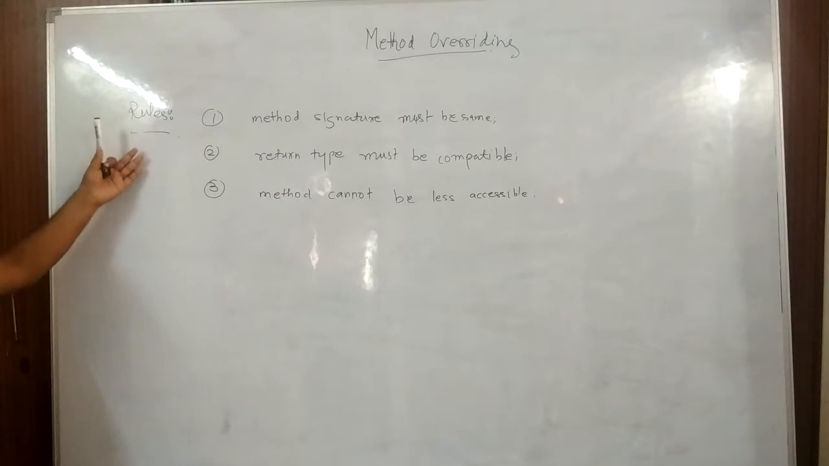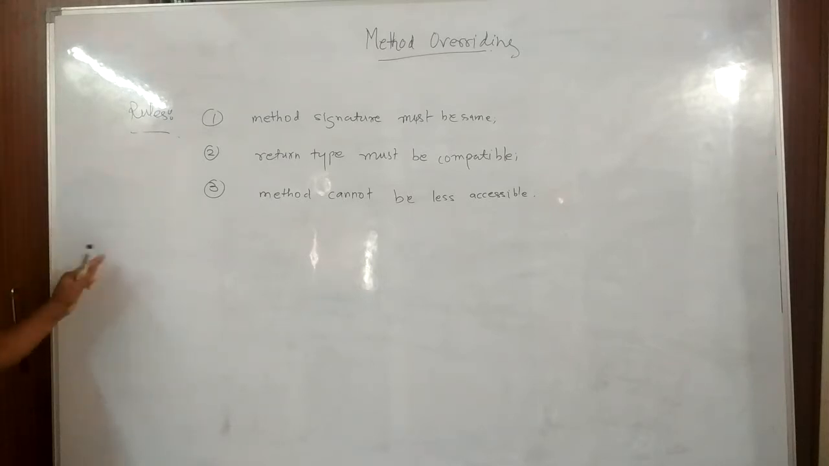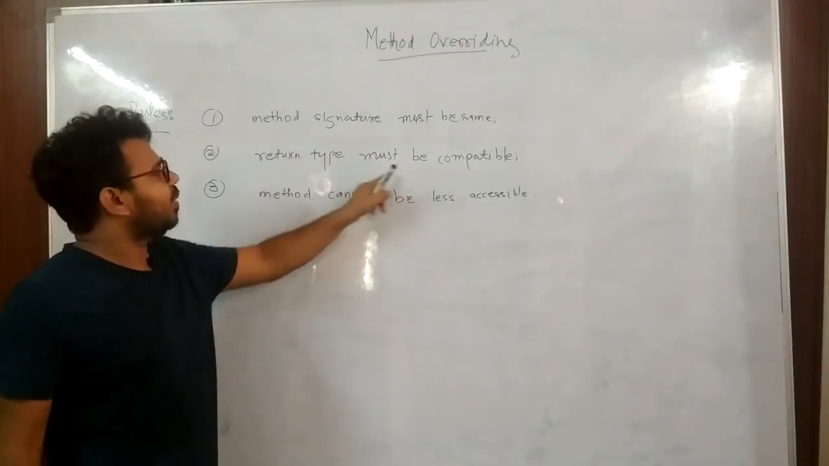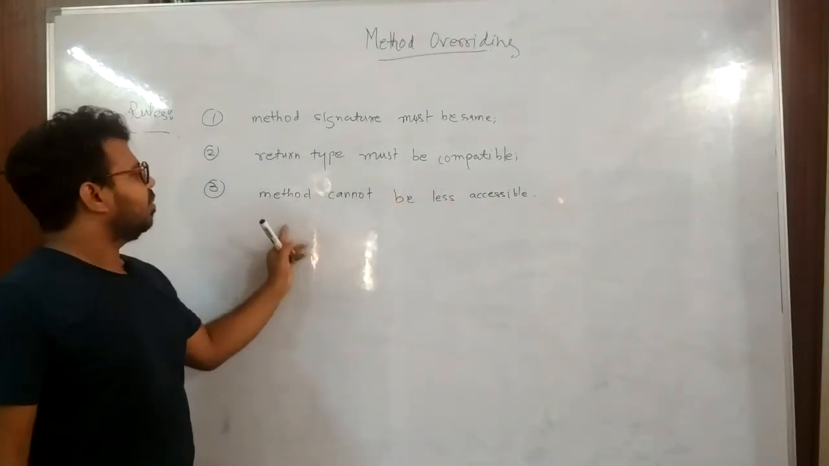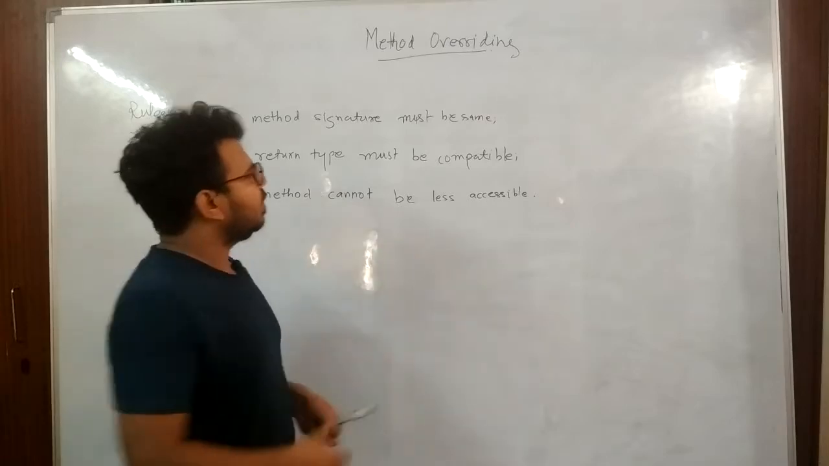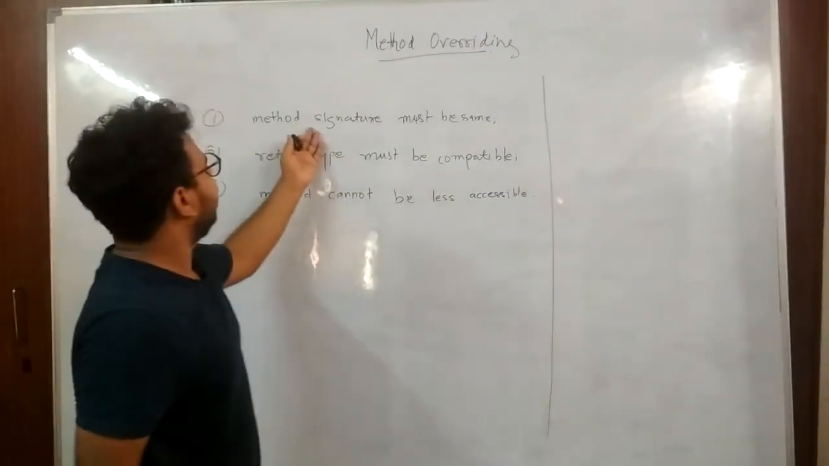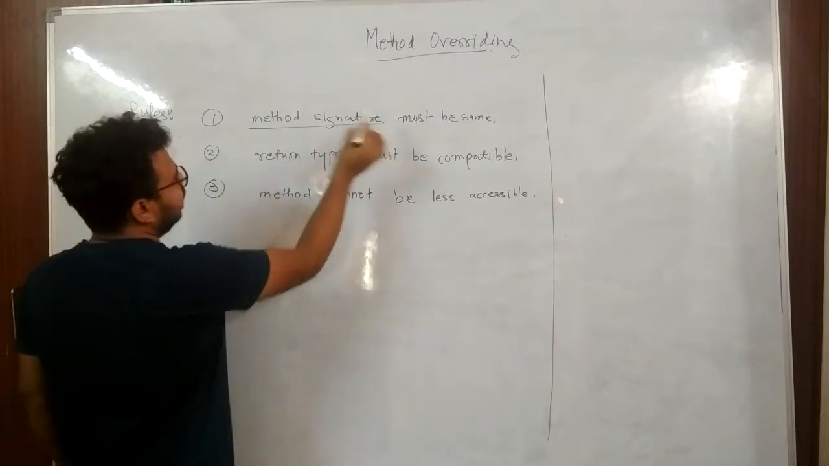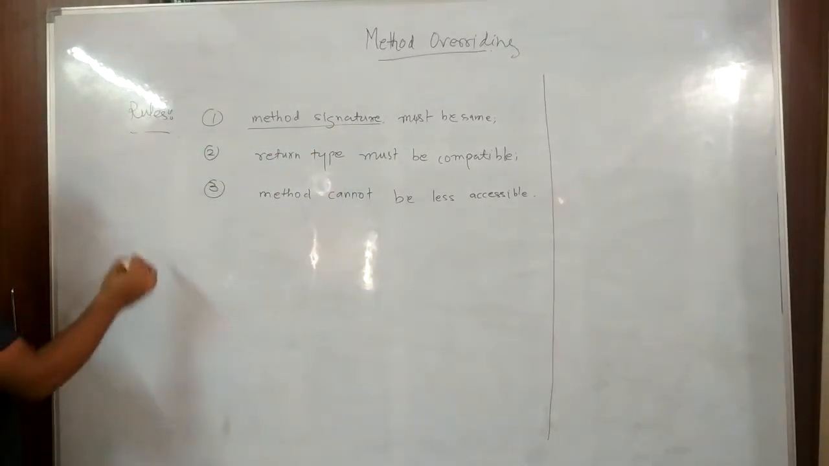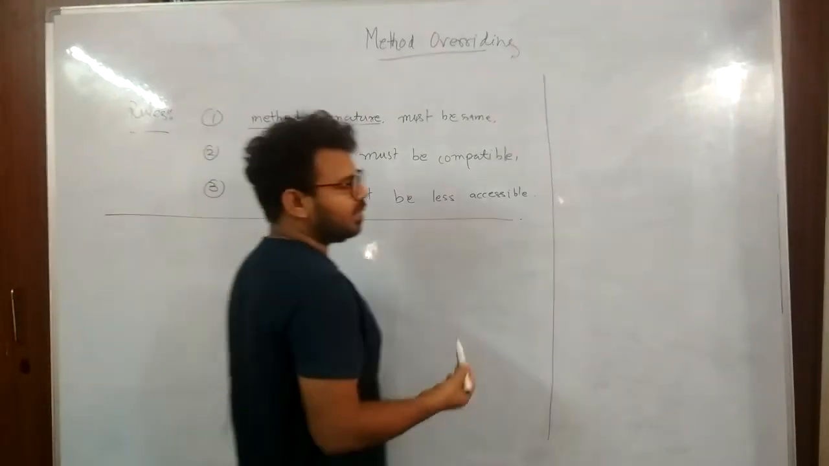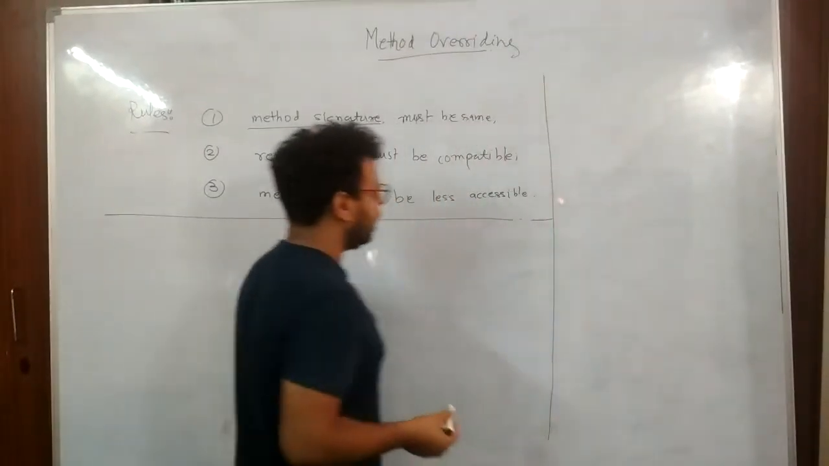So these are the rules for overriding. That is, the method signature must be the same, the return type must be compatible, and the method cannot be less accessible. Now let us understand these terms in detail. What is a method signature?